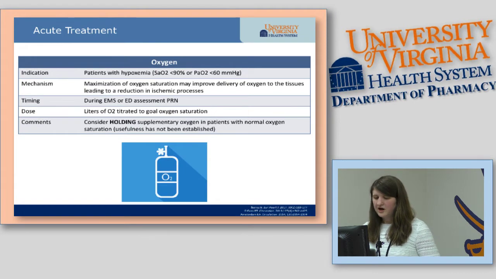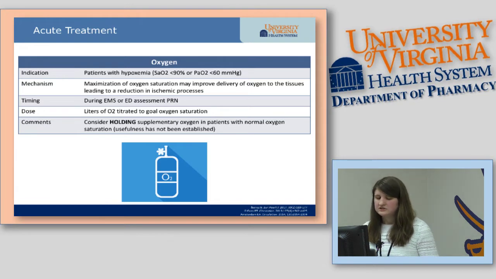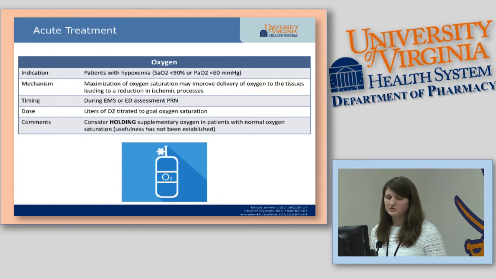Next we go to O for oxygen. And this is really only indicated for patients with hypoxemia, so those who are not saturating with oxygen as well as may be desired. And this is really thought to potentially, by increasing oxygen saturation, improve oxygen delivery to the tissues, leading to a reduction in these ischemic processes. This is really only administered just as needed, and you titrate the dose in liters of oxygen until patients start satting where you want them, above 90%. And of course, there's not really a lot of evidence for providing oxygen to every patient, so patients with normal oxygen saturation may not have any benefit.